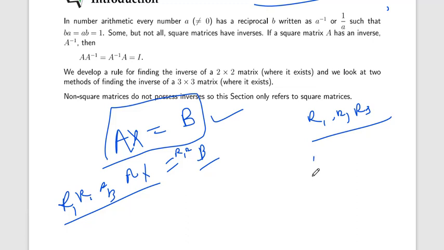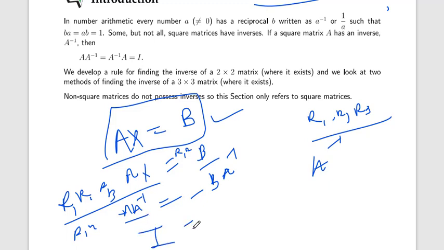Now let's say we multiply both sides with A inverse. Okay, this R1, R2, R3 A into A inverse is equal to B into A inverse. Okay, so what will we get? A into A inverse is equal to I, so we get I is equal to B into A inverse. Now here you can see that we transform this A matrix into what form? Identity matrix. Okay, like the Gauss-Jordan method.